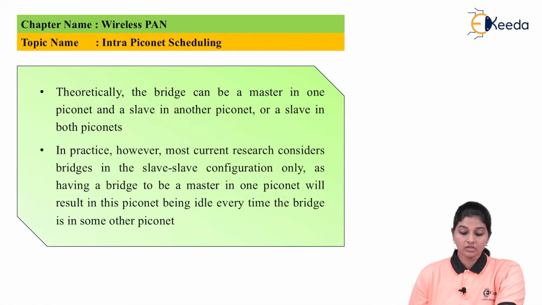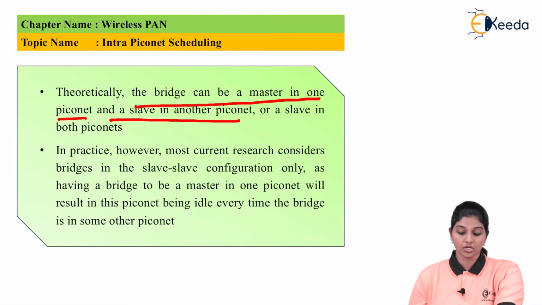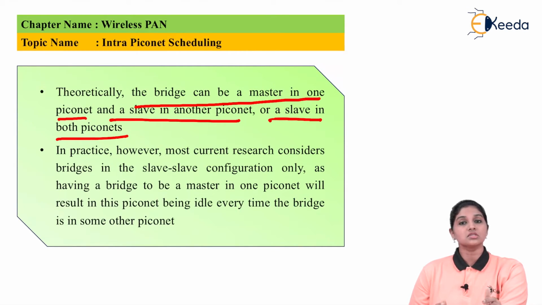So theoretically, the bridge can be a master in one Piconet and a slave for the other Piconet, or a slave in both Piconets. It is not always necessary that the bridge be a slave. It can be a master of one Piconet, or a slave of another Piconet, or we can say it can be a slave in both the Piconets.